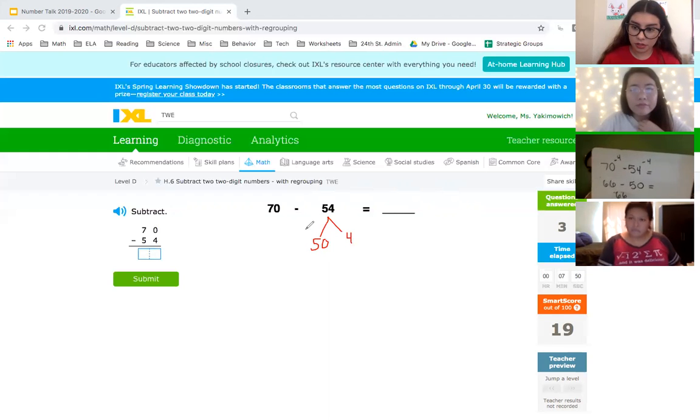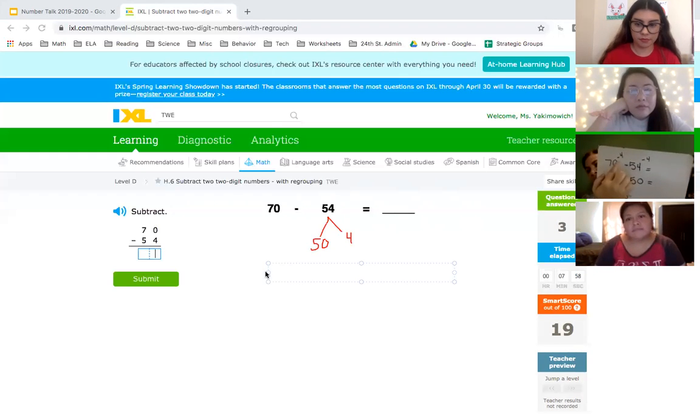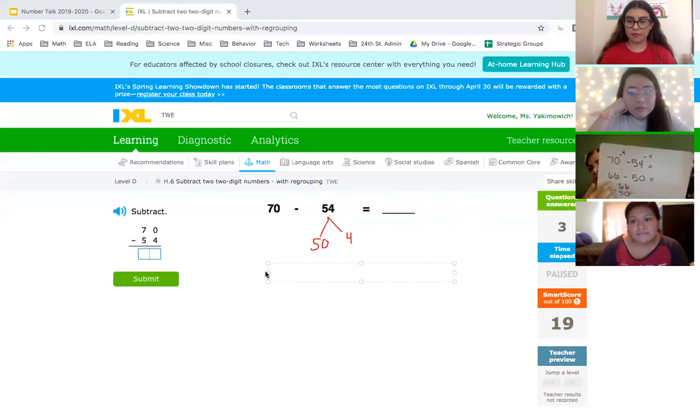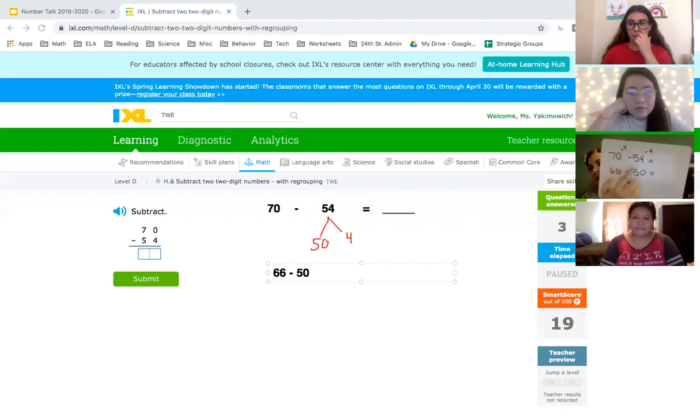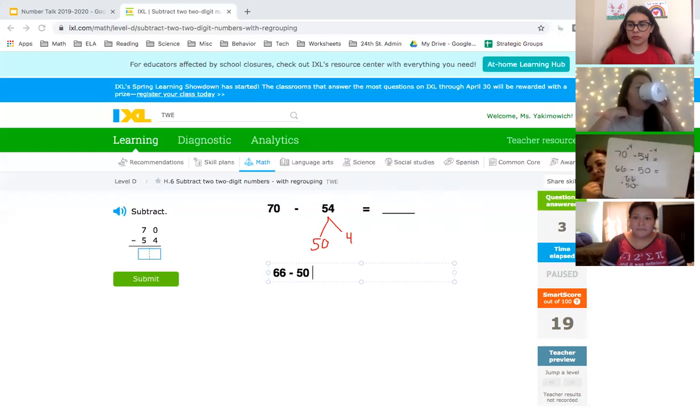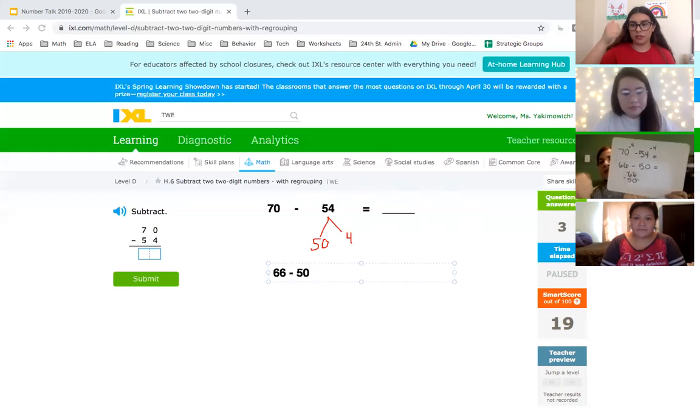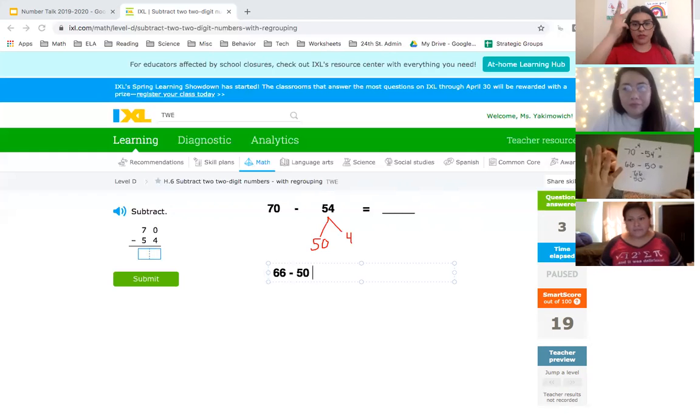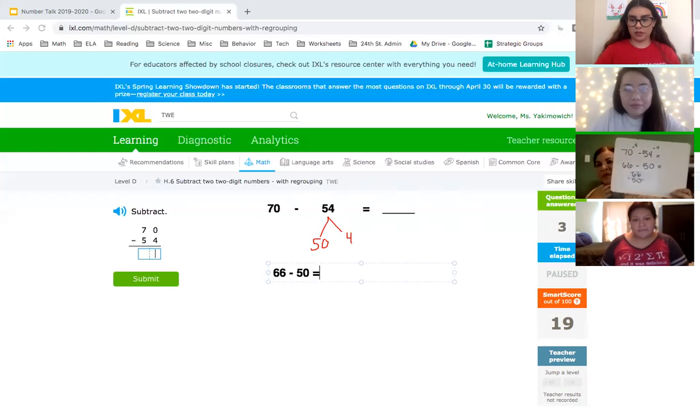Okay. So if I take away the 4 from the 54, that's going to give me 50. But I also have to take away 4 from the 70. That'll get me 66. And how did you get 66? Because since I took away 4 from the 50, I also took away the 4 from the 70. And did you count that in your head? I did 70, 69, 68, 67, 66. I counted down. Okay. So that left me with 66 minus 50.